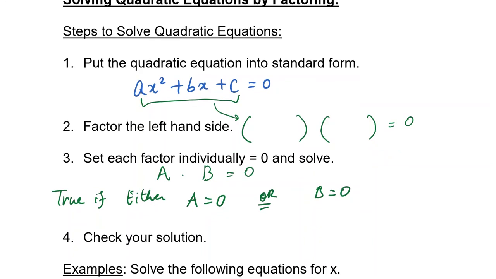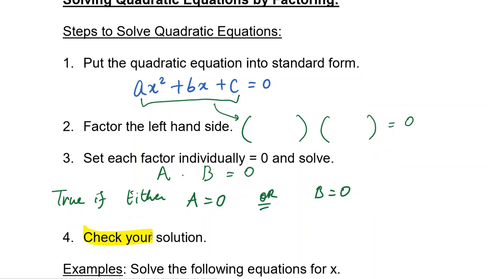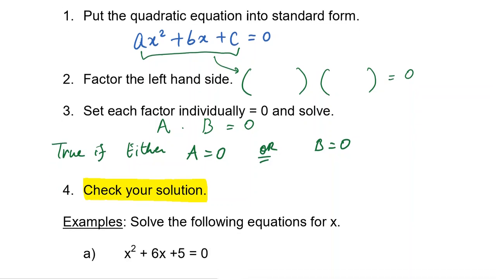And in the end, you check your solution. This is an important step. You can always plug the value of whatever number you get in the end into the original equation, and you should get both sides 0 and 0. Let's do a few examples.